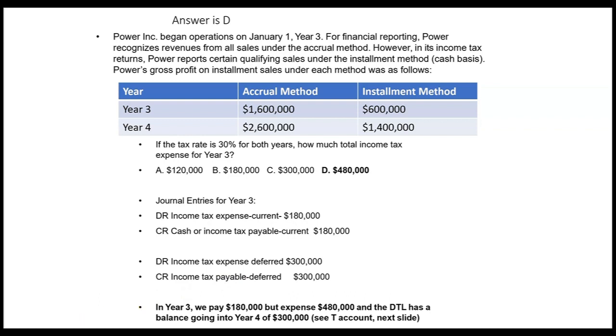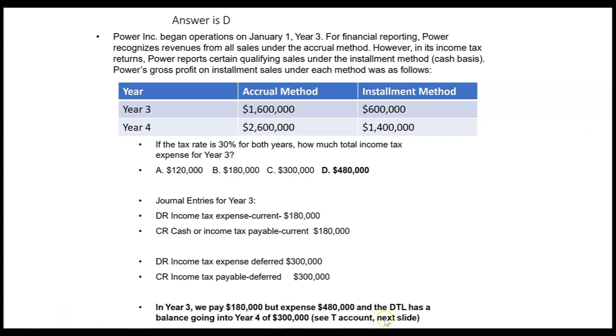So if they ask for the total expense, you want the current and the deferred. In this case, you'd add them both together. In year 3, we paid only $180,000, but we expensed $480,000. And in the year of a DTL, you'll always expense more than you pay. You'll have more expense on the income statement than the amount paid in taxes, and that's because book income is higher than taxable income. And that's what caused this DTL. We had book income of $1.6 million, but we only had taxable income of $600,000.